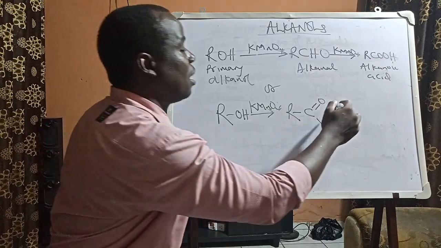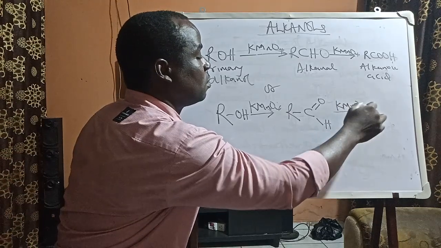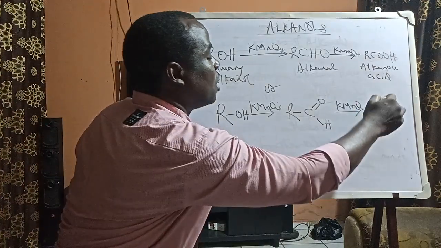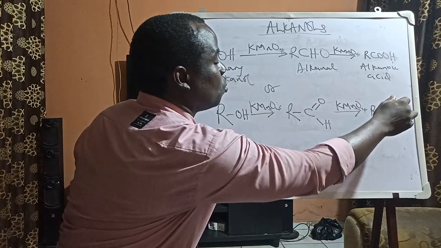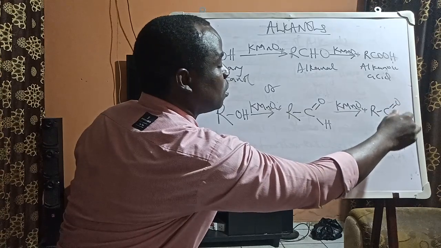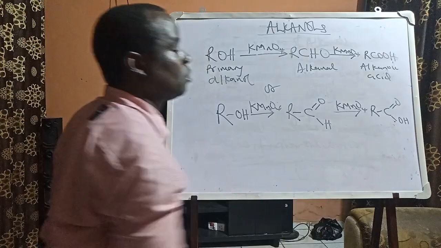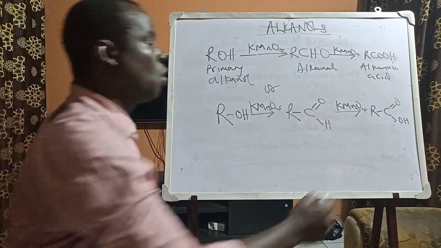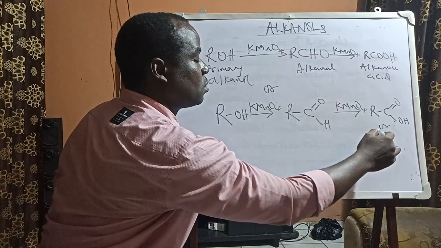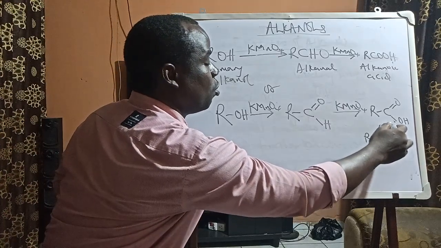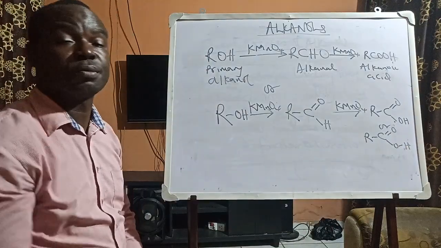Okay? Then we now have KMnO4. This alkanoic acid will now be R, C double bond, single bond OH. Or I can do it like this: R C double bond, single bond O H. They are the same thing.